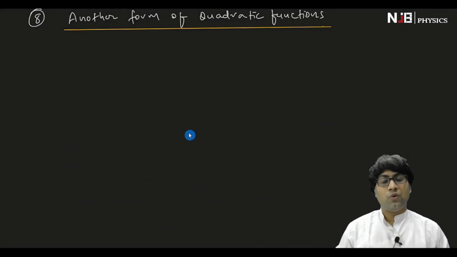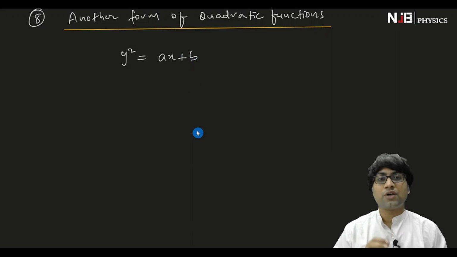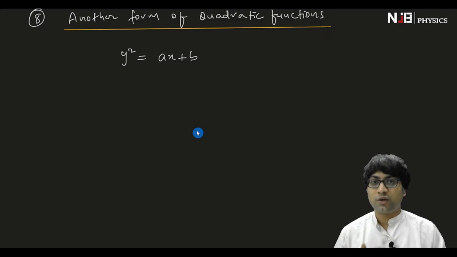Now, lastly in this topic, we have to talk about another form of quadratic functions, that is y square equal to ax plus b. You can see that it is a 1 degree expression in x and 2 degree expression in y. This is exactly the opposite case of what we did earlier. It was 2 degree expression in x and 1 degree expression in y.